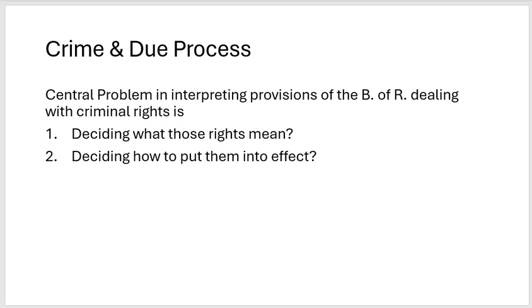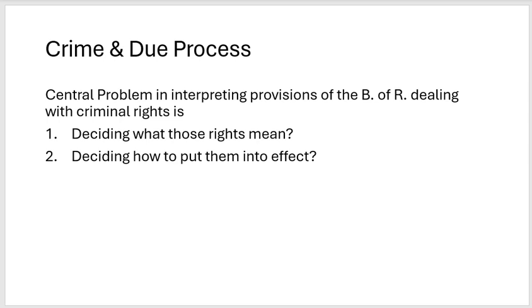Crime and due process. Again, beginning a new video on this, kind of separate the two. So crime and due process. You take a look at the amendments that deal with crime and due process. Fourth Amendment, unreasonable search and seizures. Fifth Amendment, not have to testify against yourself, etc.